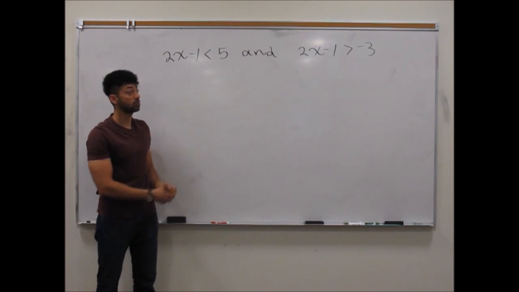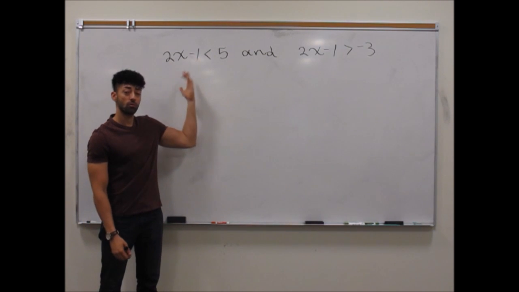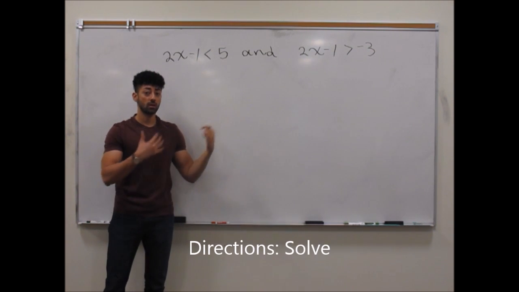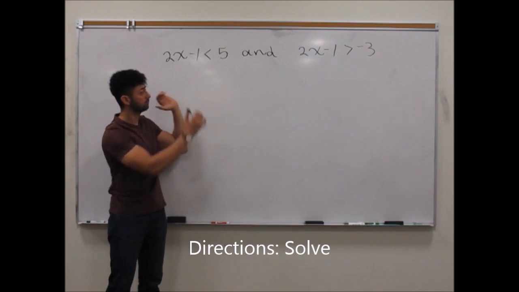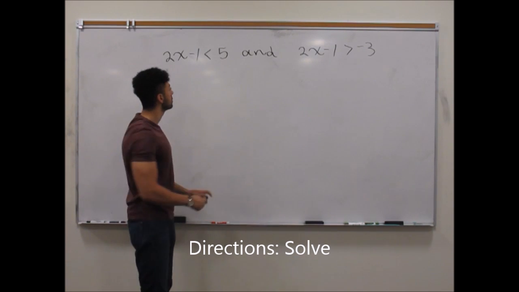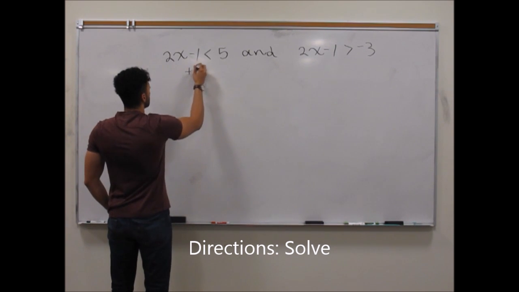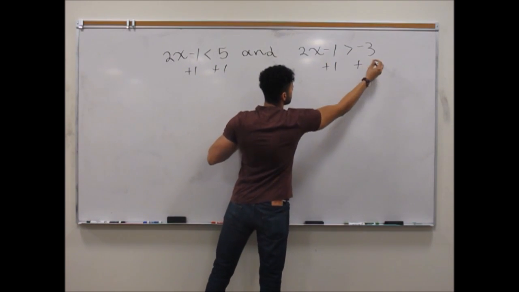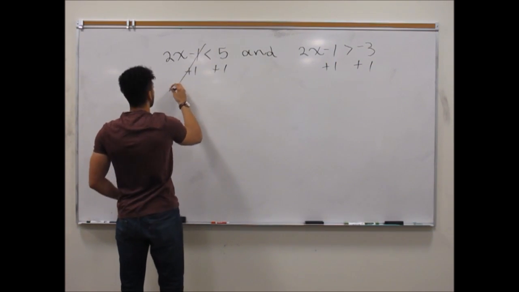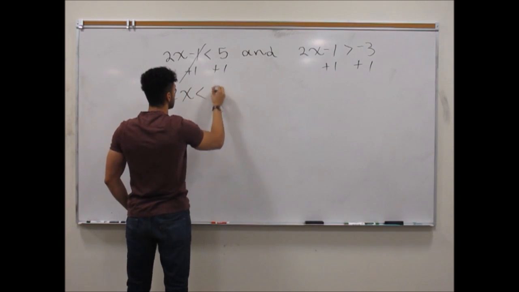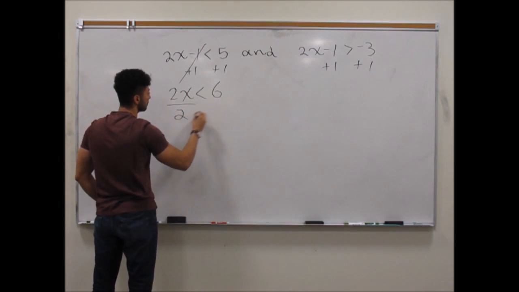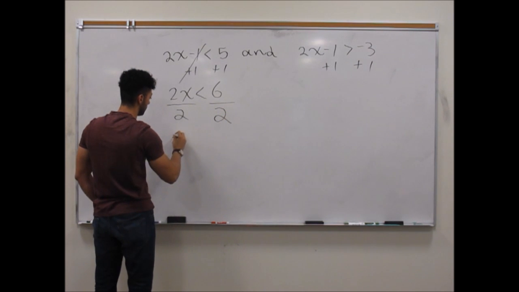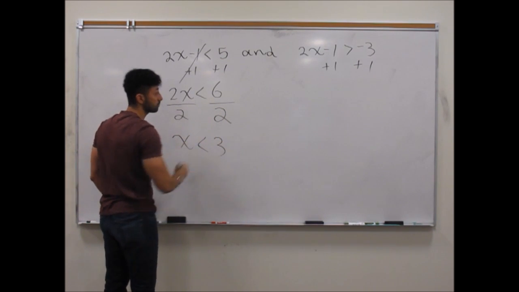I know we have a compound inequality because I'm dealing with more than one inequality sign. I'm just going to isolate regularly and isolate each one separately. So add 1, I would have to do the same thing here. So just might as well do that. These cancel out, we get 2x is less than 6. Divide by 2, we get that x is less than 3.